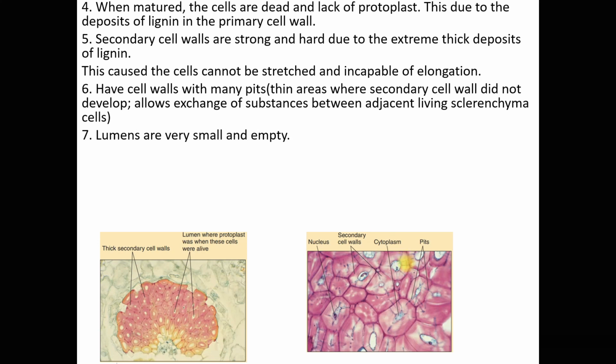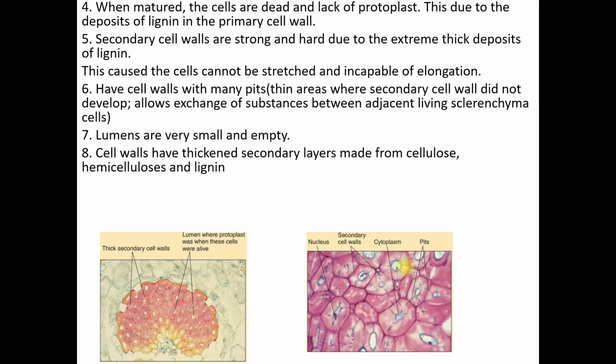Lumens are very small and empty. Cell walls have thickened secondary layers made from cellulose, hemicellulose, and lignin. They function to provide support for the plant body.